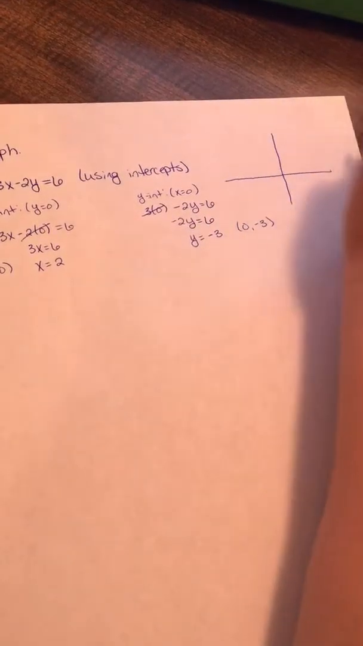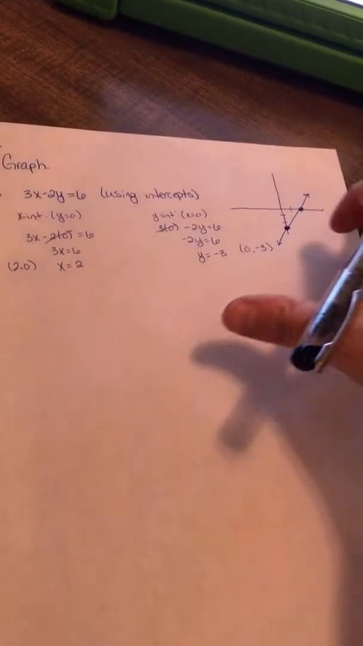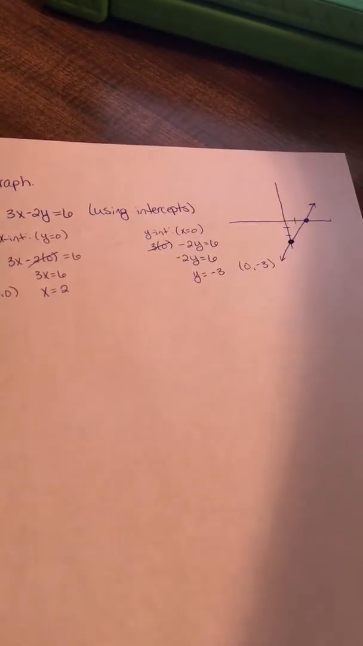Let me see if I can draw the graph over here. To graph this one then, you only need 2 points to graph a line. And if you have an equation in 2 variables like this, you'd have a line. So we're going to plot our 2 intercepts, x equals 2, so 1, 2, y equals -3, 1, 2, 3 down, and draw a line connecting those as straight as you can. If it's not straight, it's okay.